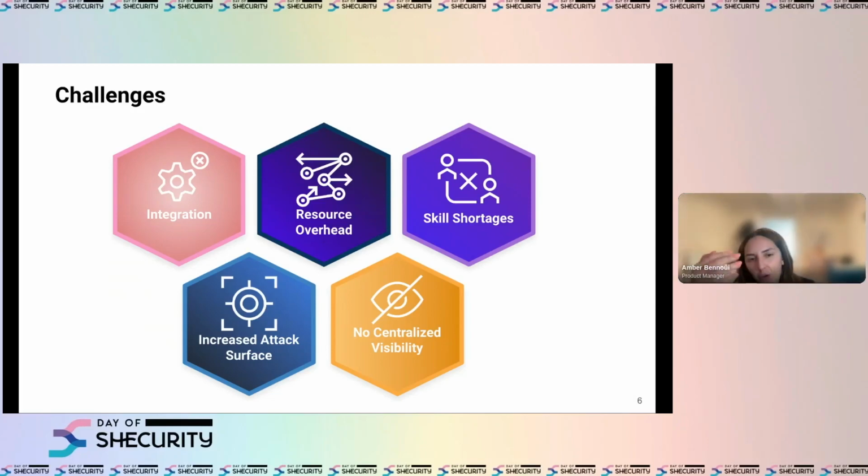And then the last thing, it can go back to integration, can go back to resource overhead, lack of centralized visibility and control. So when you can't integrate your tools, when you can't properly train your staff, you end up losing visibility and ultimately control, and it can create a huge tipping point for a lot of companies that are trying to seesaw between different types of tools and different types of processes because of that.